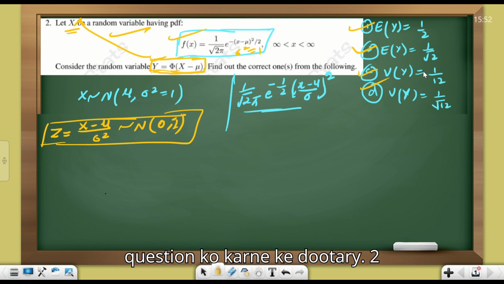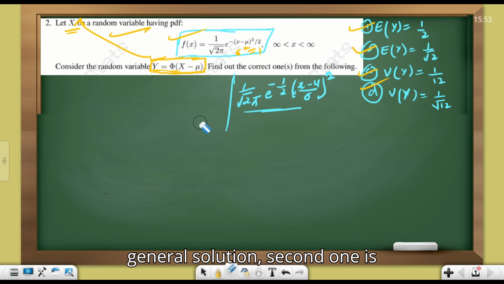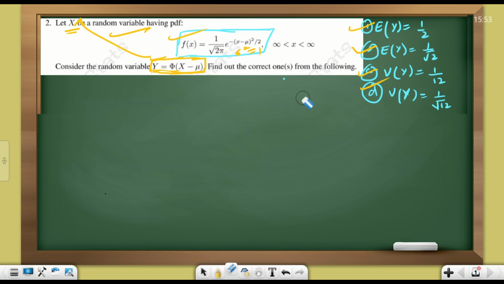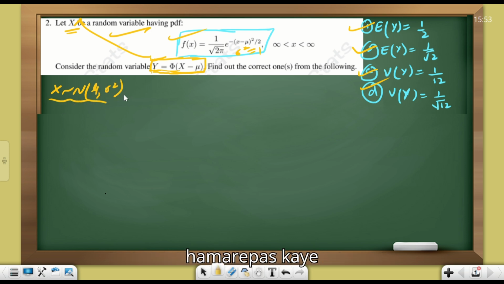So there are two ways to do this question. Two methods are here. First one is the general solution, second one is the trick. What is the trick? It comes from the transformation. So see, whenever x follows normal(mu, sigma square), what do we have from here?